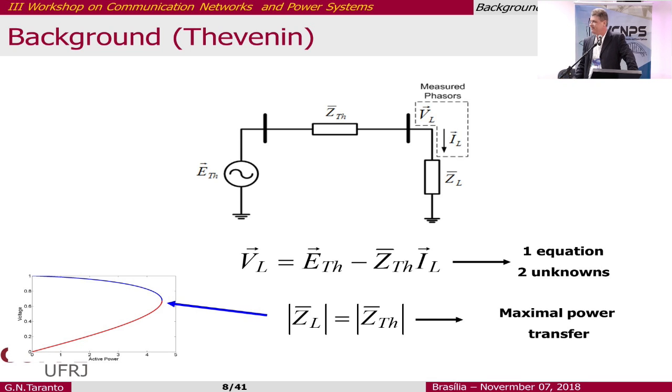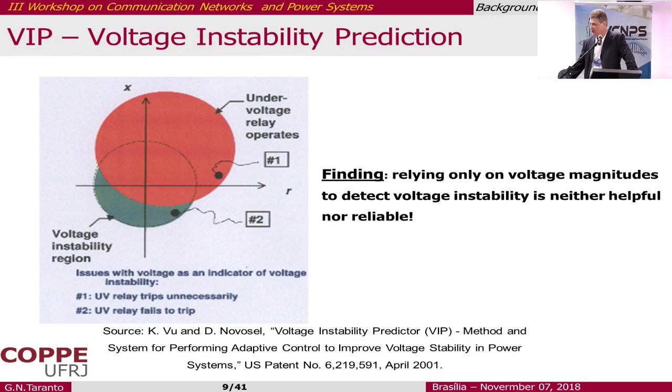In 2001, those guys from ABB came up with this VIP method, which they patented, by Demmer, Novozel, also Koivu. They were all from ABB at that time. And they show this picture; the idea of this instability prediction is very well shown in this picture. This is the impedance plane.